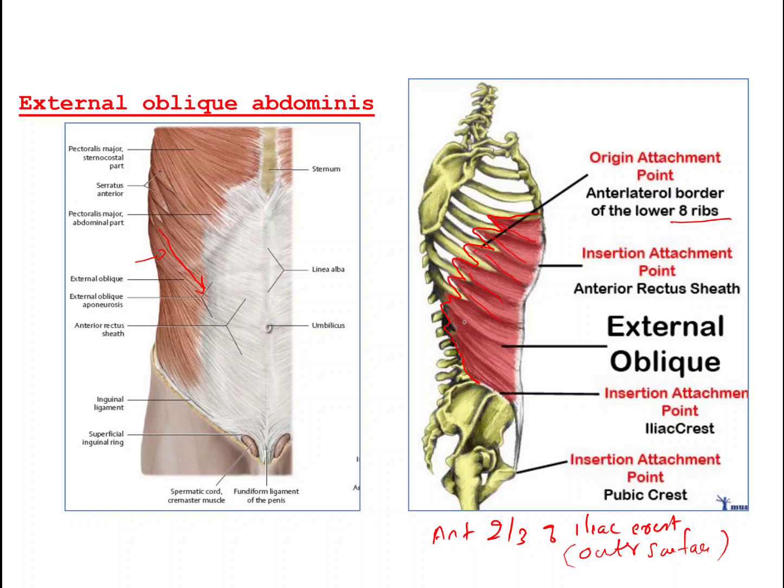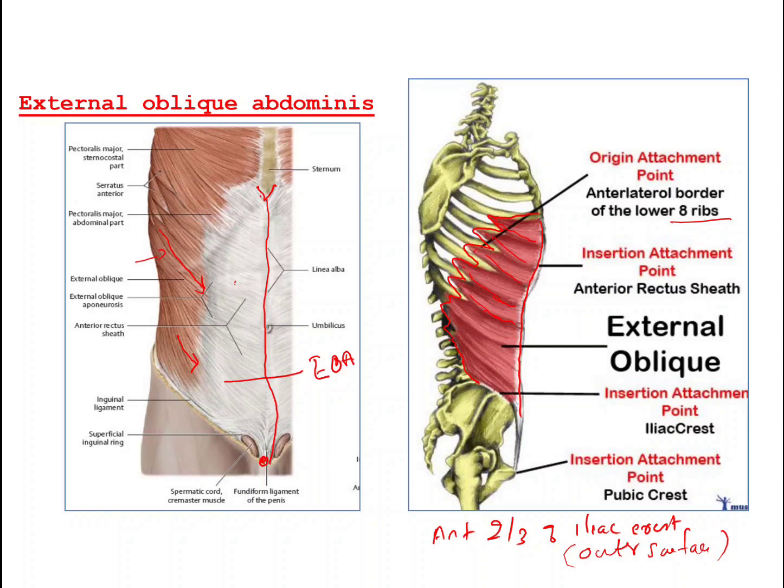Okay, and the rest of the fibers go and insert into the midline, that is known as the linea alba. The linea alba extends from the pubic symphysis to the xiphoid process. When the muscle goes for insertion, when it reaches towards the midline, it is replaced by an aponeurosis. So this is the aponeurosis. This is the external oblique aponeurosis.